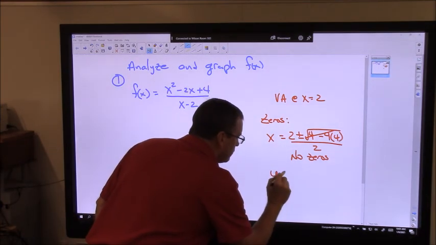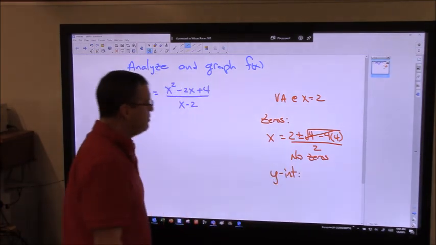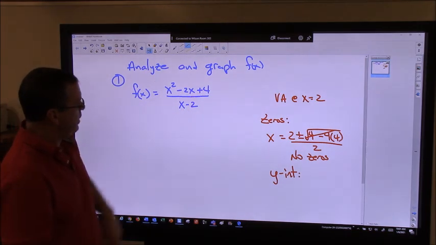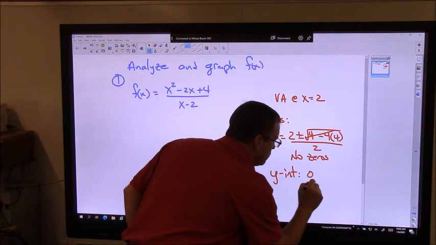Y-intercept, that's always an easy thing to find. You just plug in 0 and see what you get. 4 over negative 2, that's going to be a negative 2. So 0 comma negative 2.